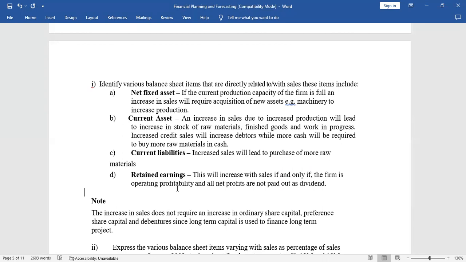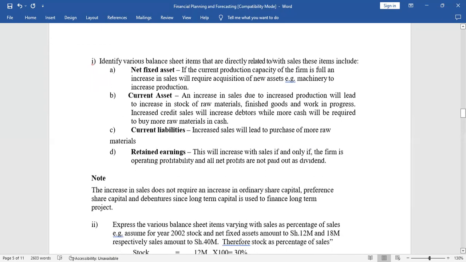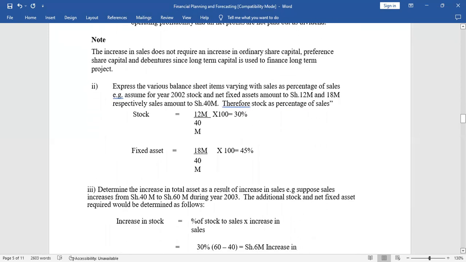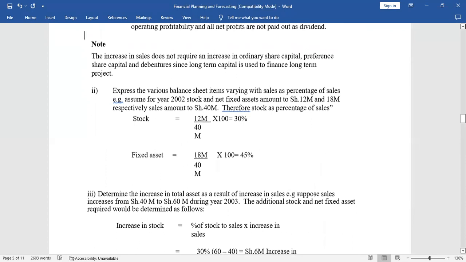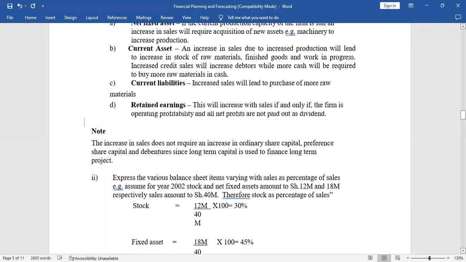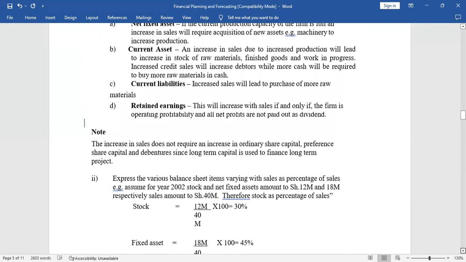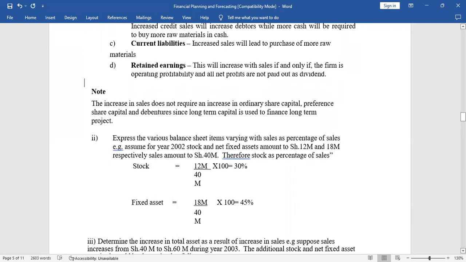Even for the obligations like taxes, they need to be deferred because we cannot be able to pay. So kindly note that. Increase in sales does not require an increase in ordinary share capital. So we don't need to sell our securities to increase sales. Then step number 2 is to express the various balance sheet items. The balance sheet items that we have identified, the net fixed assets, the current assets, the current liabilities, and the retained earnings, will now be expressed as a percentage of sales.